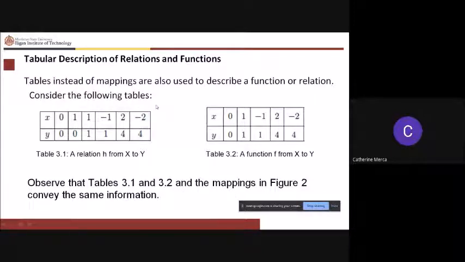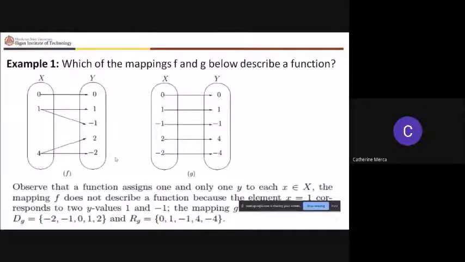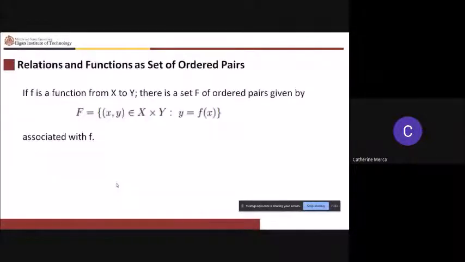Ano yung figure 2 natin? Para makita niyo, in figure 2 natin. Ito. 0 to 0, 1 to 1, negative 1 to 1, 2 to 4, negative 2 to 4. So, pwede siya matabulate, no? Pwede ba siya masulat? So, let us take a look at this one. Tabular description. Sometimes, the function is also defined as this. Function equals the set of ordered pairs (x, y), element of X times Y, such that y is equal to f of x, associated with the function f.